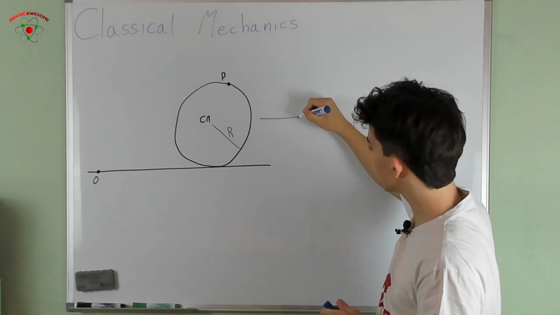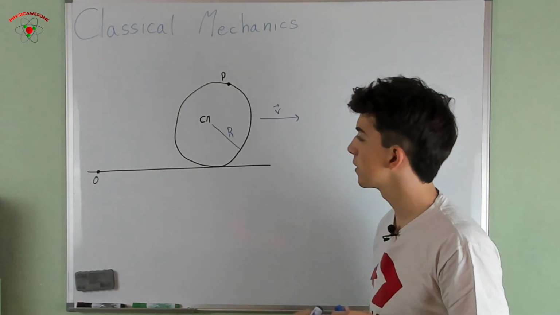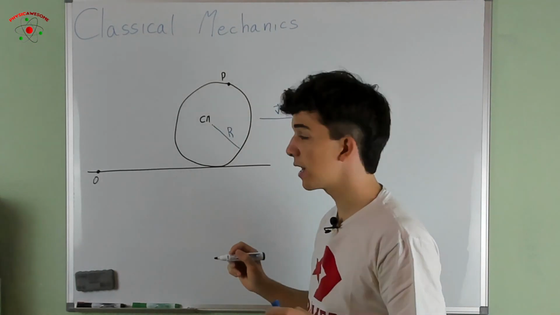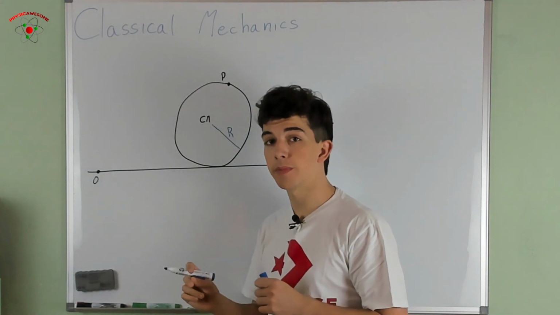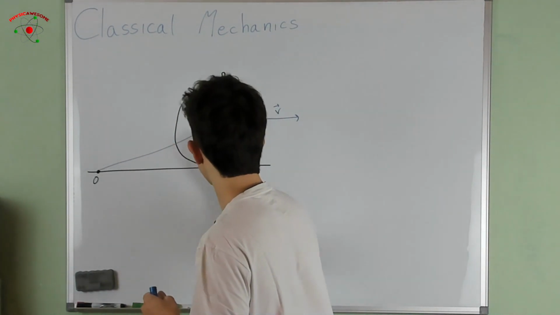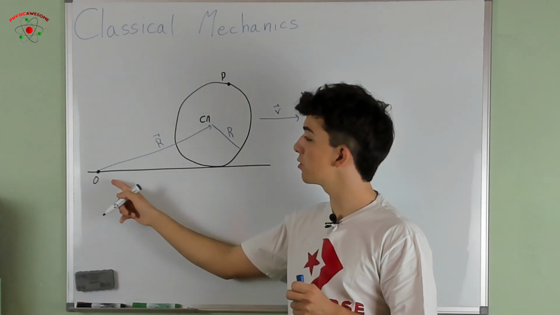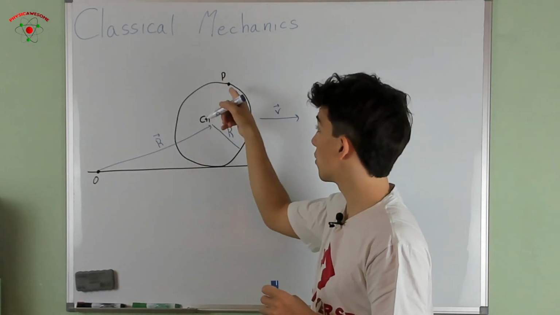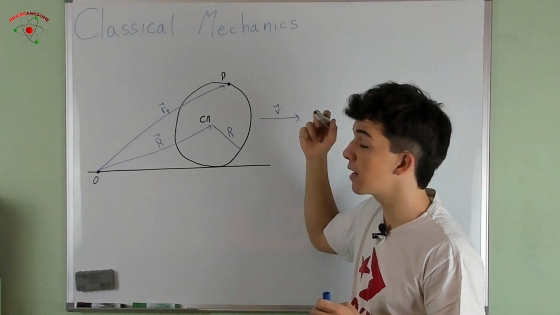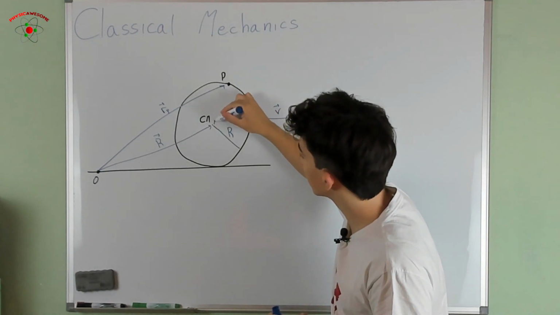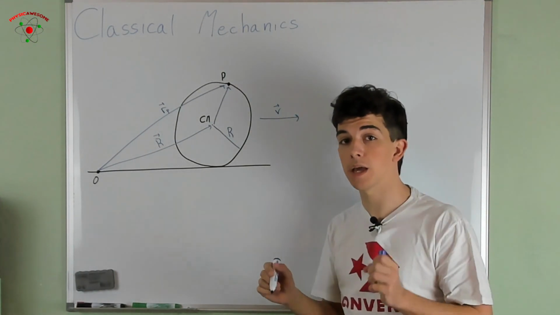We assume that this ball is moving forward with a velocity v. Then we're also going to have three very important vectors. First of all, we'll have the vector connecting to the center of mass. We'll call it capital R. Then we're going to have the vector connecting from the origin to our point P. And then we're going to have the vector connecting from our center of mass to our point P that we'll call R_CMP.